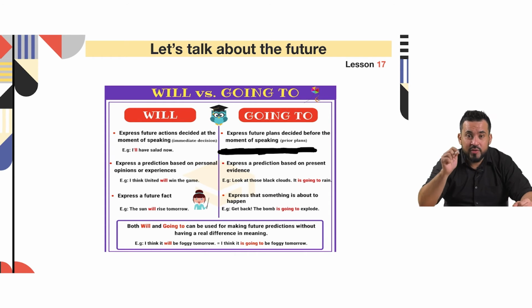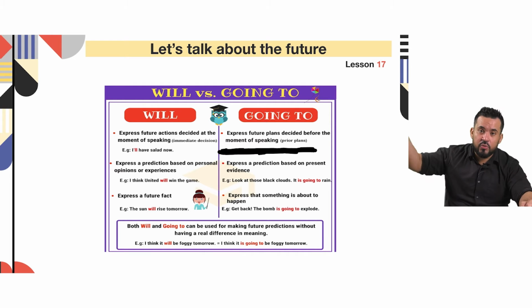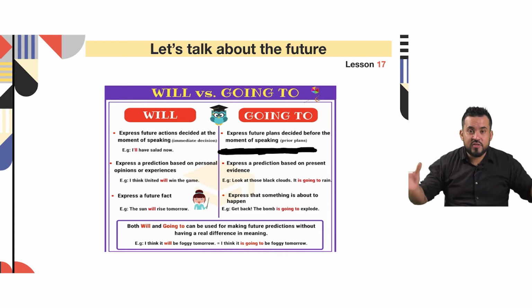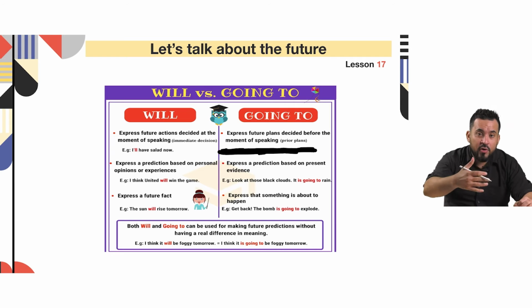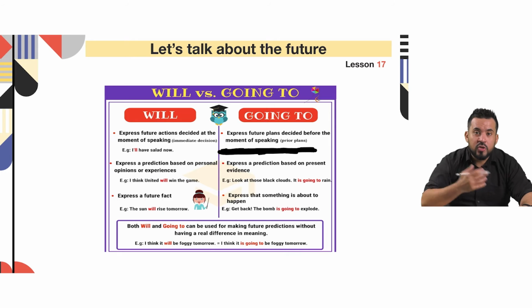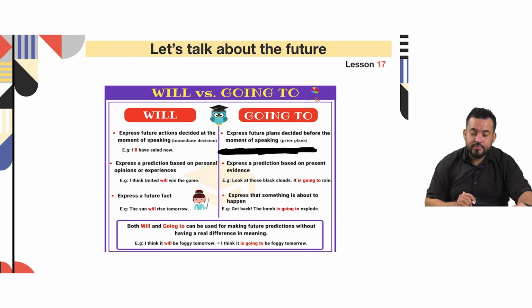We also use will to talk about future fact, something that is a fact in the future, like the sun will rise tomorrow, or the sun will set in the west. Okay, this is just a fact. Or the water will boil at 100-degree temperature. So we use will to talk about facts in the future.